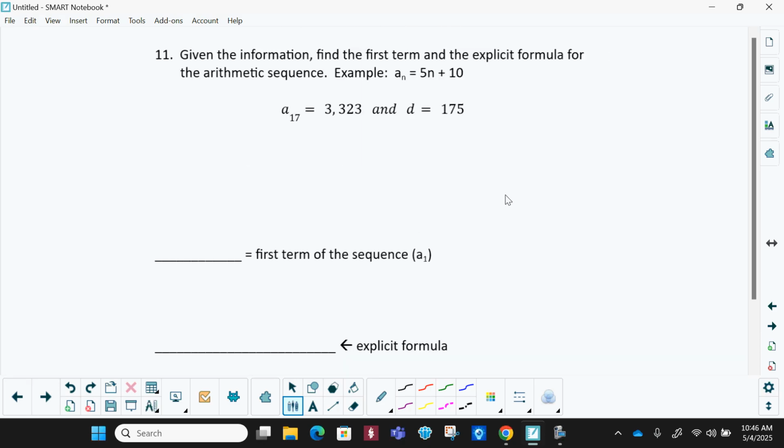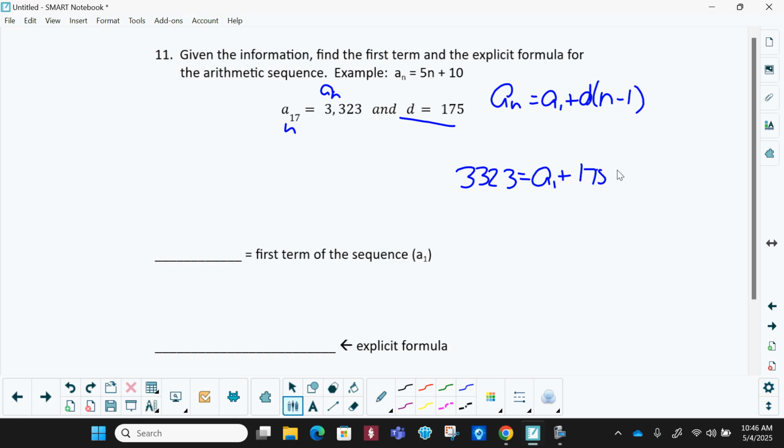Let me scroll up. Arithmetic. So our formula is AN equals A1 plus D times N minus 1. Okay, they gave us D. So we got to figure out A1. So A1 is here and N is here. I'm sorry, AN. So sorry. 3,323 equals A1 plus 175 times 17 minus 1. Okay, let's just go right here. Let's clean that up. Minus 1 parentheses.